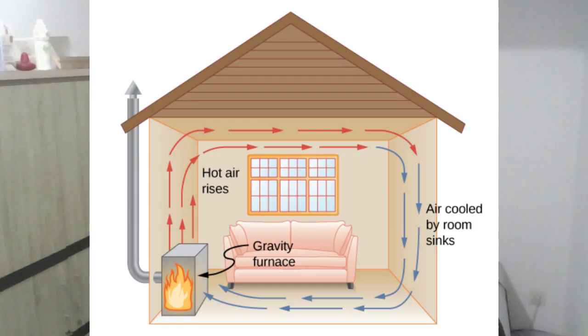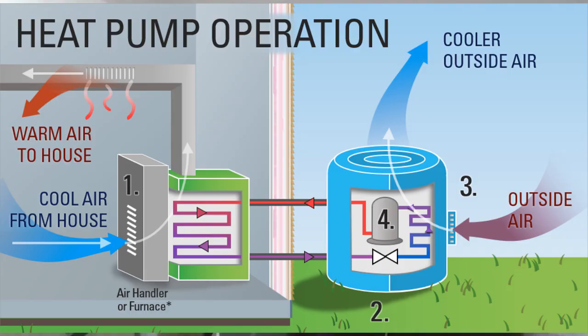Another way heat can be transferred is just by moving the heat. An air conditioner, fridge, or heat pump all do this. So this is a process of transferring by direct contact and then moving a fluid or moving a gas.